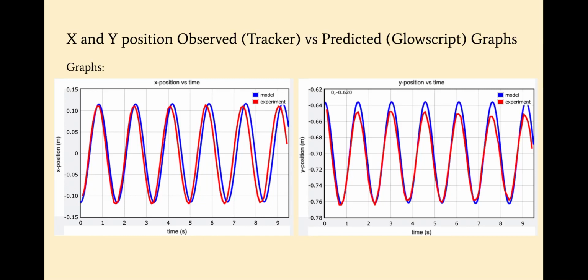So here are the x and y position versus time graphs. The blue is from the observed motion in Tracker, and the red is from the predicted graphs in GlowScript. You can see both the models are fairly accurate, but the y position versus time observed graph is a little less accurate, probably from possible sources of error like not accounting for drag and other forces in the video.